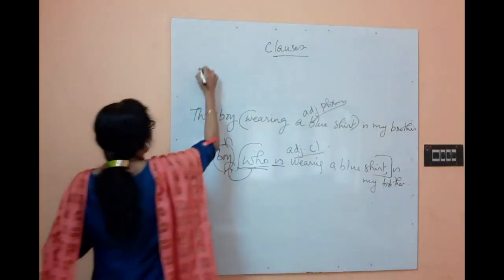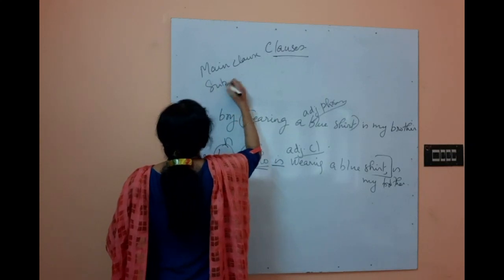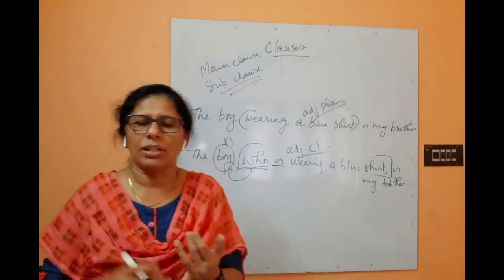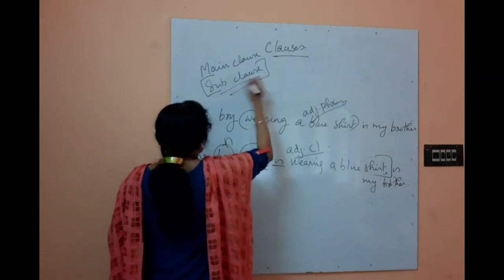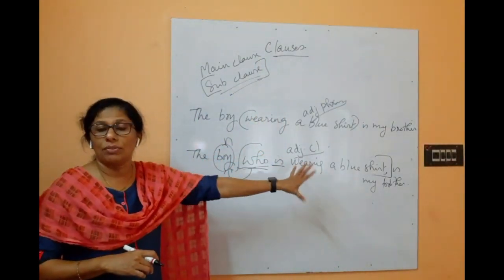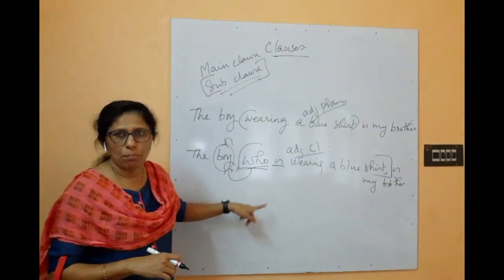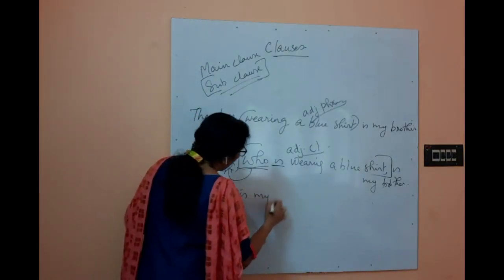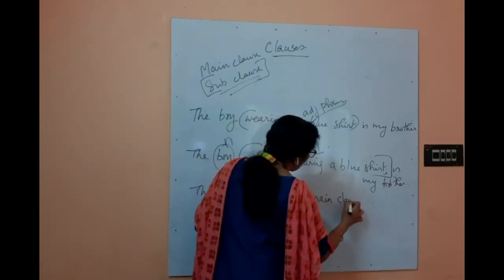So clauses can be main clause and subclause. In this lesson, we are picking out adjective clause, adverb clause and noun clause, and all these clauses come under subclause only. The boy is my brother is the main clause, the remaining part is meaningful, as we already told in phrases also.